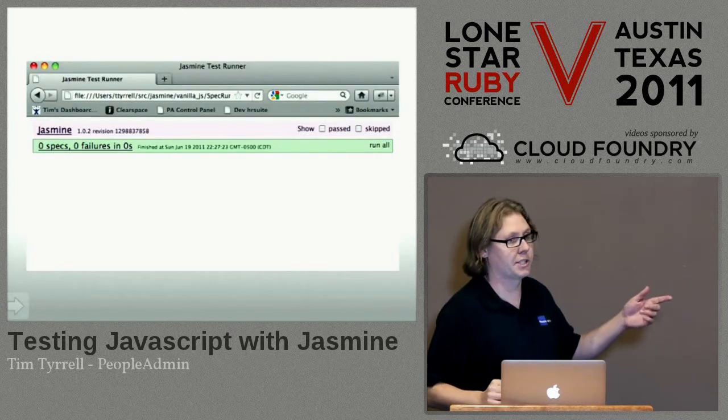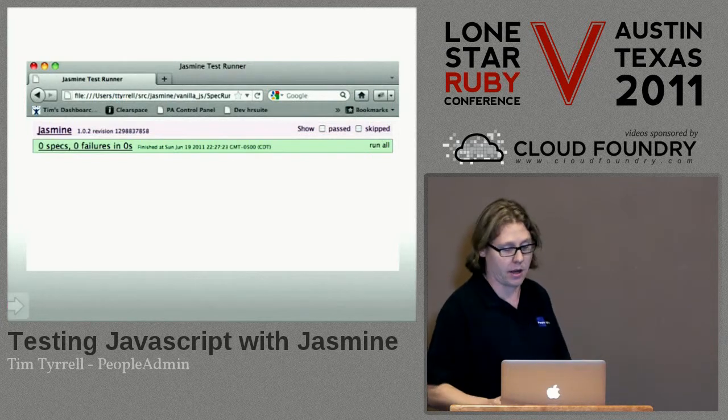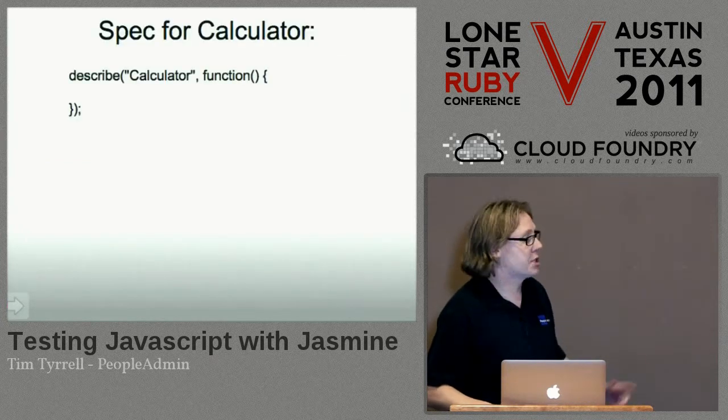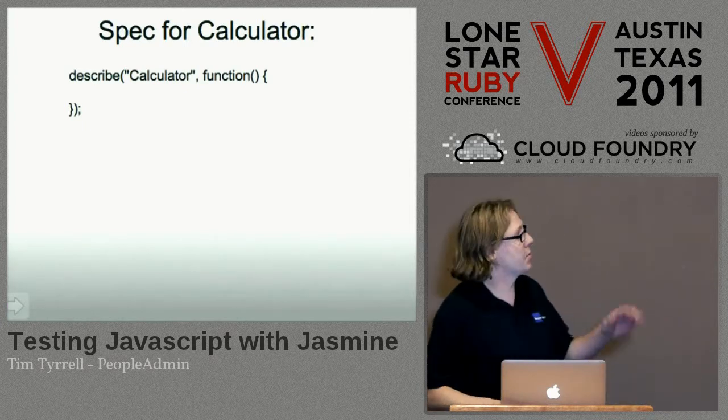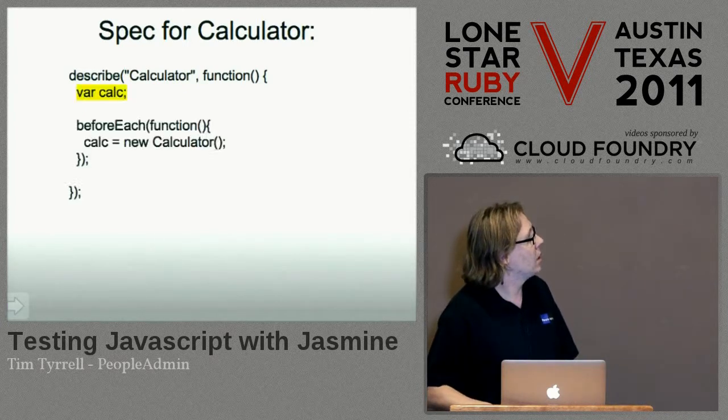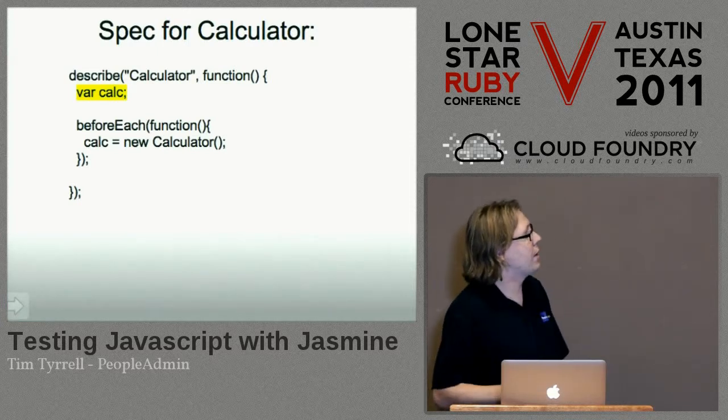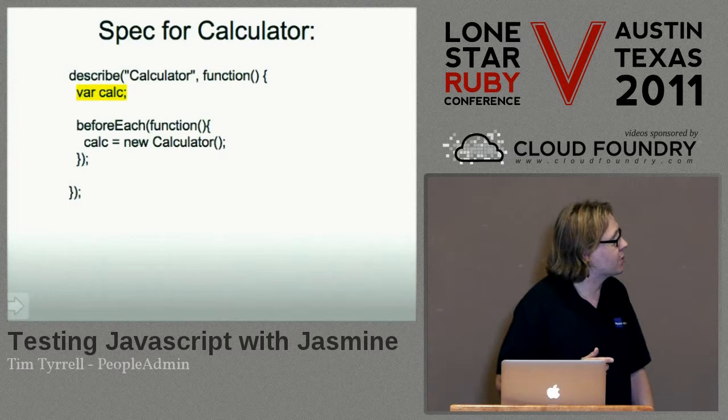Open it up: 0 specs, 0 failures, right? Two files, empty, nothing in them. Move on, write the spec first before I write the code. Describe calculator. This is obviously JavaScript stuff now. Throw in the calc. Before that, I'm going to new up this calc JavaScript object.